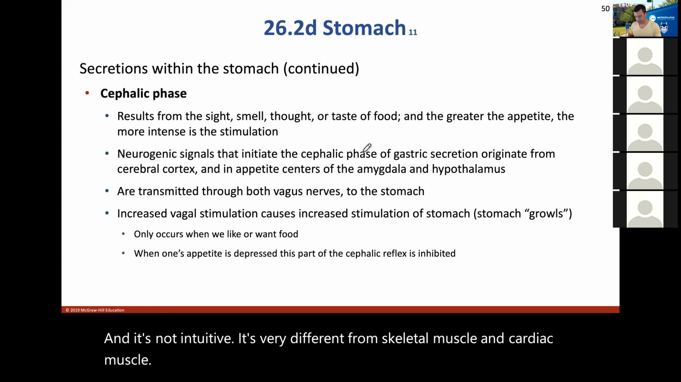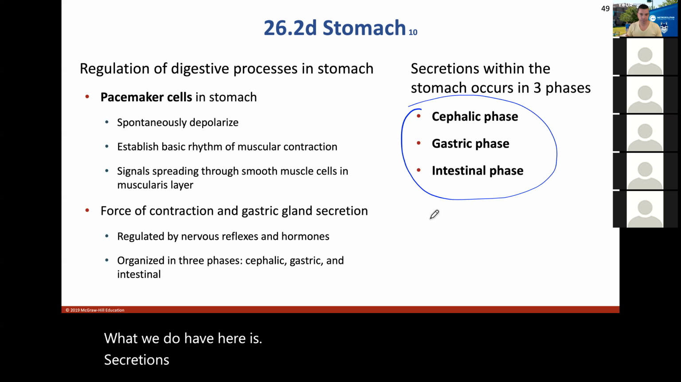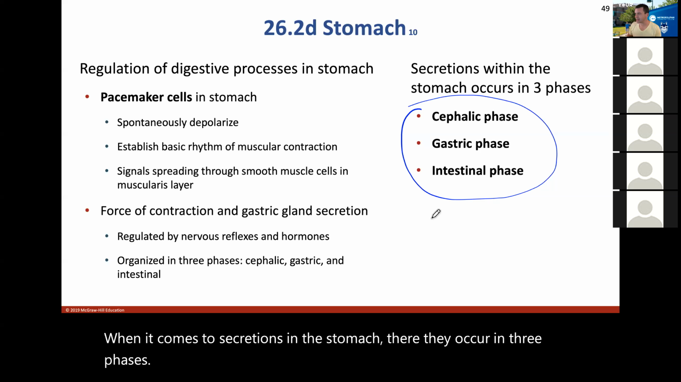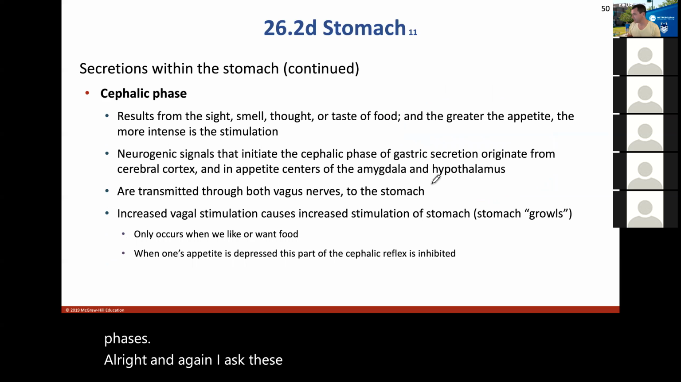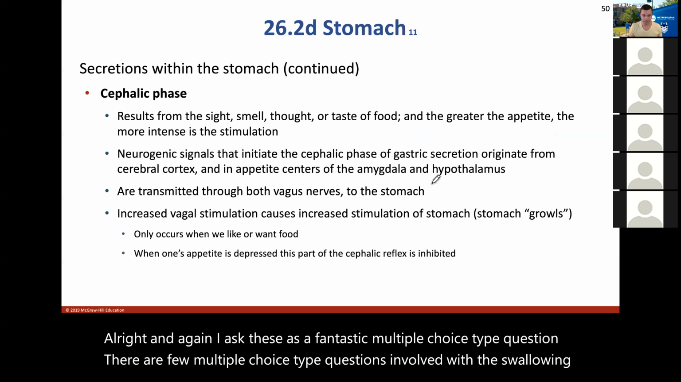What we do have here is secretions within the stomach. When it comes to secretions in the stomach, they occur in three phases. All right. And again, I ask these as a fantastic multiple choice type question. There are a few multiple choice type questions involved with the swallowing process. We see them here as well.